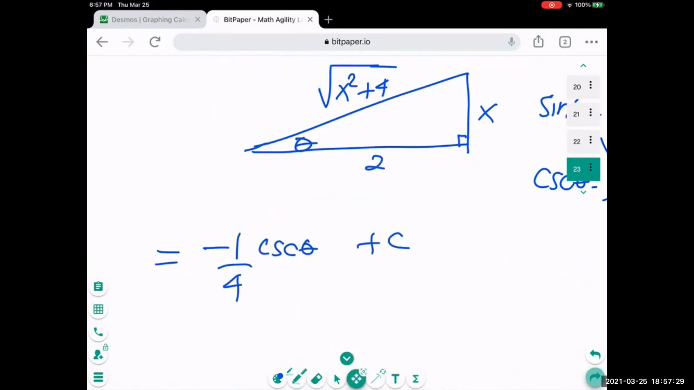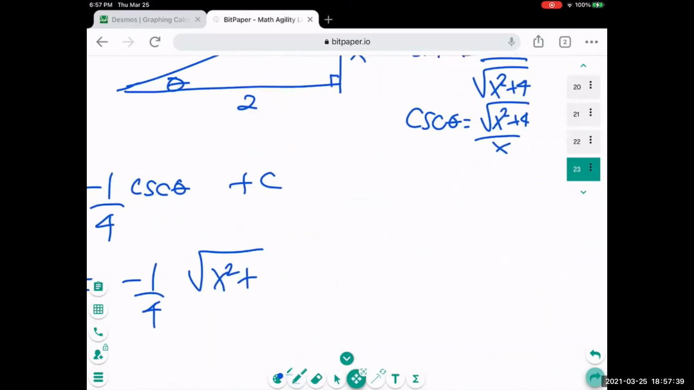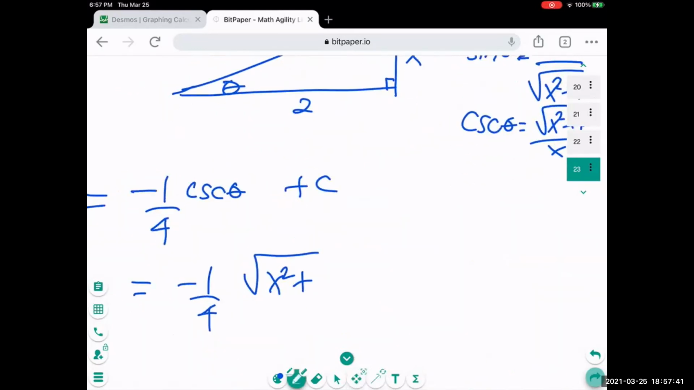Since our cosecant theta is that one, we have negative 1/4 times the square root of x squared plus 4 over x, plus c. So this would be our final answer, since we have reverted to the original variable. We already eliminated all the thetas, right? And we only have x in our answer. Okay.